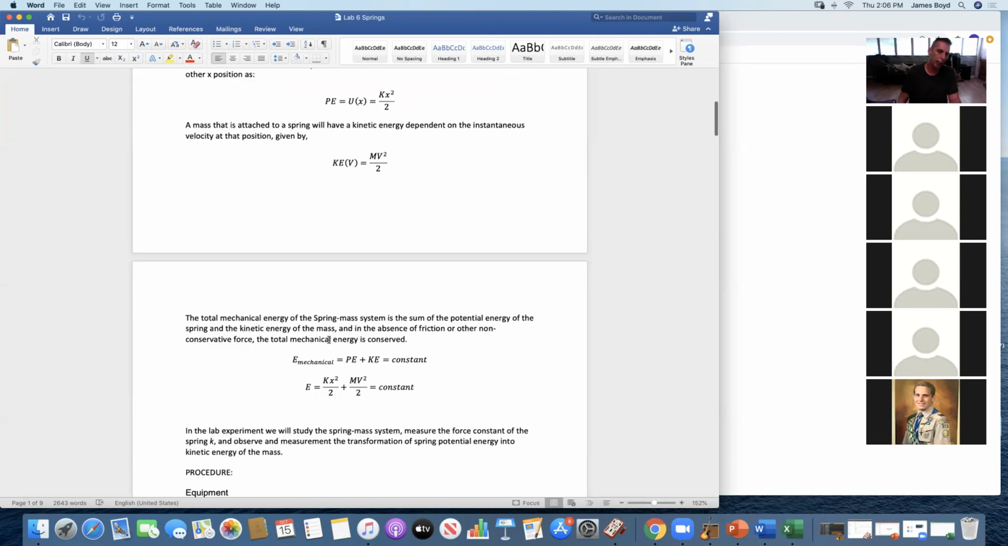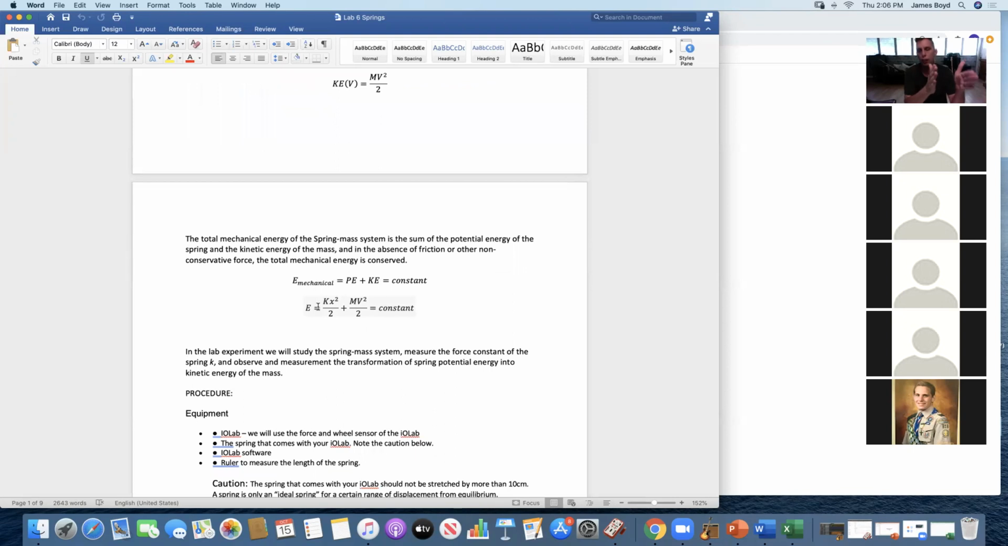All of that gives us that there's mechanical energy associated if you allow a spring to do work on an object. And that mechanical energy is the potential energy of the spring, kx squared over 2, plus the kinetic energy of the object. That should always be a constant if they are truly conservative forces. And we're assuming there's no height change, so we don't have gravity to worry about.